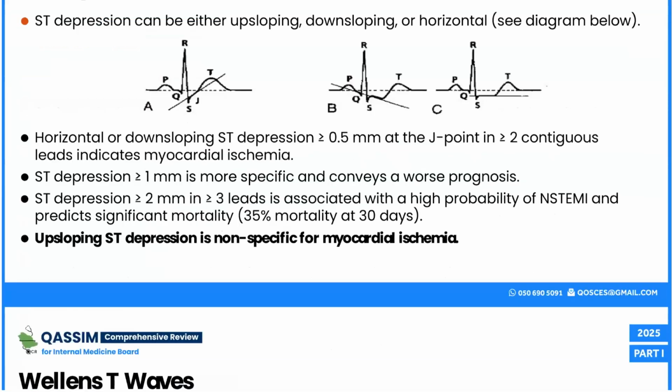Wellens, or a biphasic T wave, is something that has two forms. There is a type 1 and a type 2, where type 2 is a deep inverted T wave. This indicates an aborted ischemia. A biphasic T wave, which is called Wellens type 1, shows a positive T wave with a negative T wave, a T wave that is divided into two segments, a positive and a negative segment.